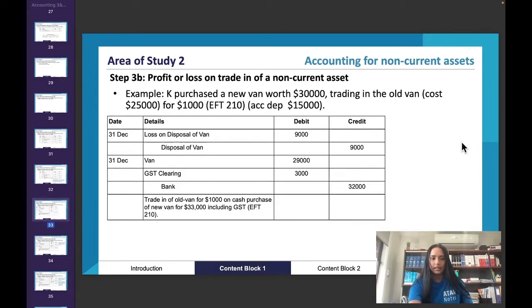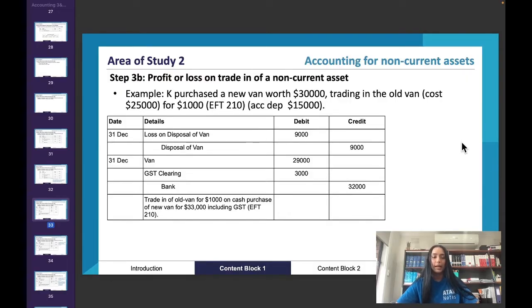And this is how we show the loss on disposal. So we had a loss of $9,000 because we calculate the carrying value of the van as $25,000 minus $15,000, which is $10,000, and the proceeds was only $1,000, and so we had a loss because the carrying value was greater than the proceeds of the van, and it was a loss of $9,000 because $10,000 minus $1,000 is $9,000. So that's a loss of $9,000 on the disposal of this van.